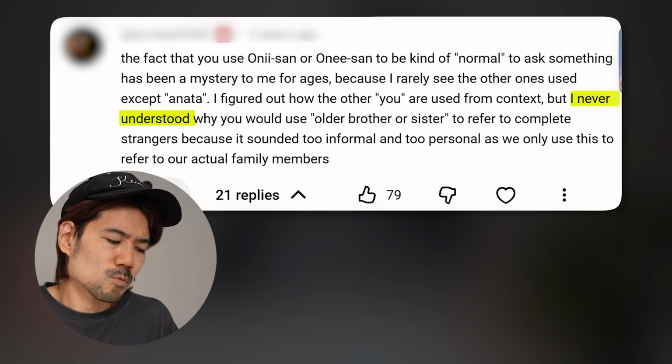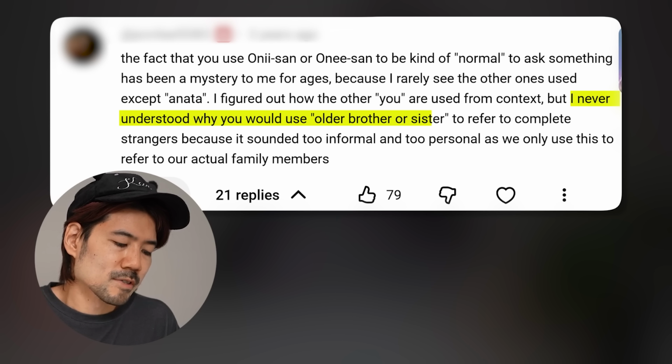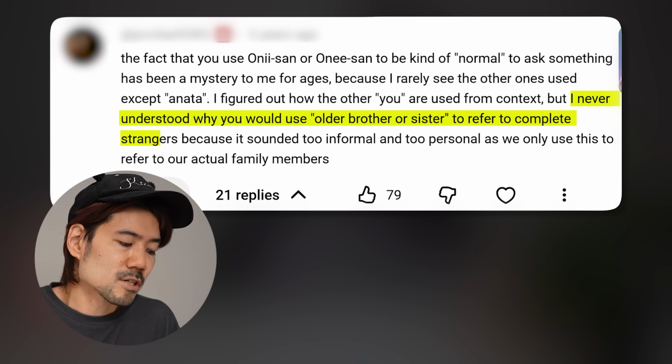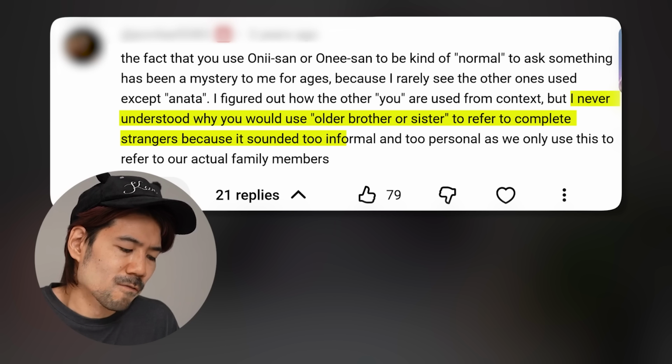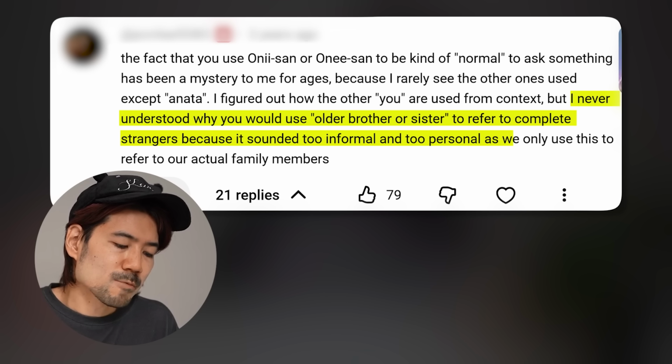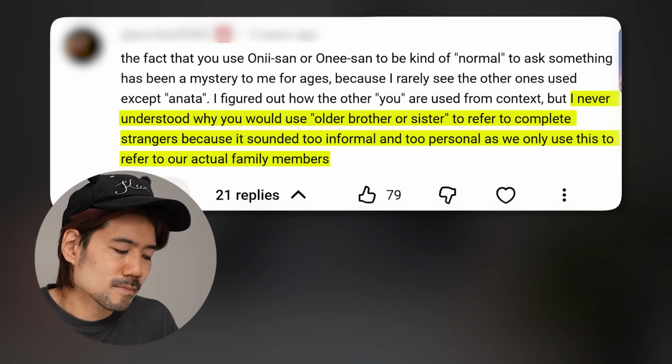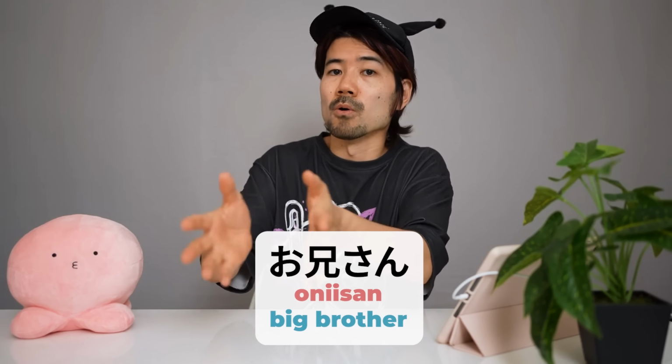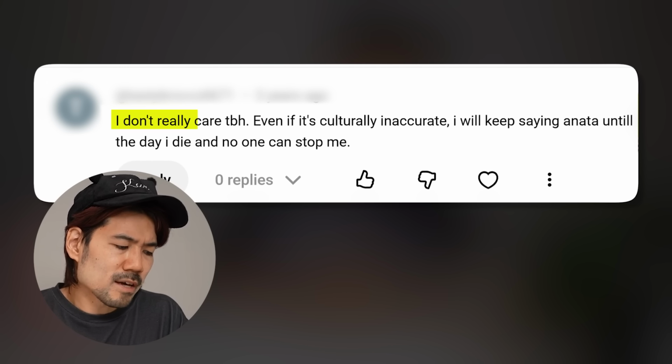I never understood why you would use older brother or sister to refer to complete strangers because it sounded too informal or too personal, as we only use this to refer to our actual family members. Yeah, so this is about calling strangers お兄さん, big brother, or お姉さん, big sister. And I don't think this is hard to understand for English speakers because, well, have you ever heard somebody use the word bro? I don't really care, to be honest.